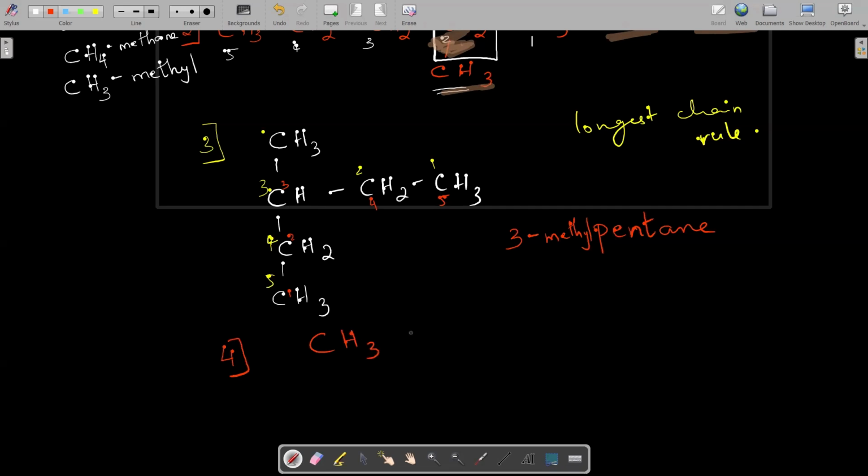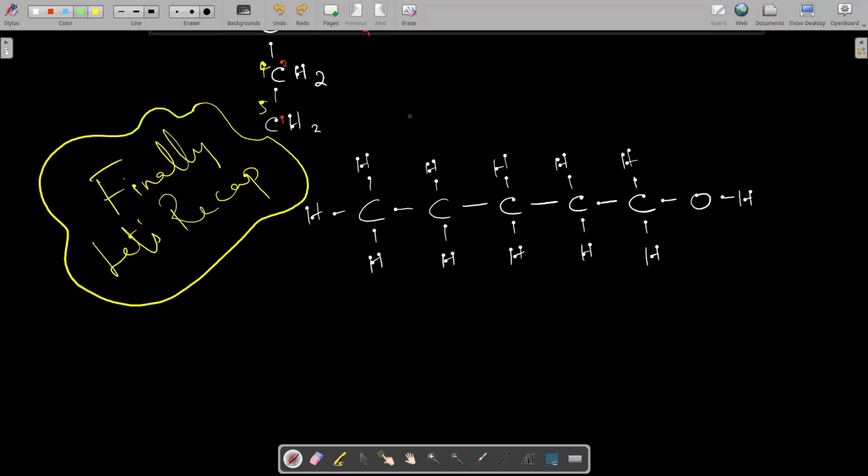CH3. Try to work this out. Let's change the functional group this time. CH2OH. Finally, let's recap with this compound. So first, find the parent chain or the longest chain. So what is the parent chain here? So 1, 2, and number it. 1, 2, 3, 4, and 5. So we have the parent chain here, or the longest chain.